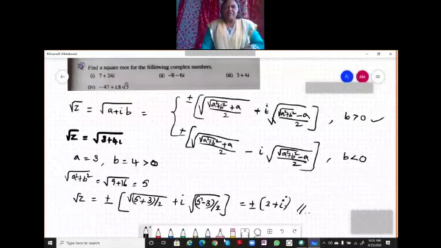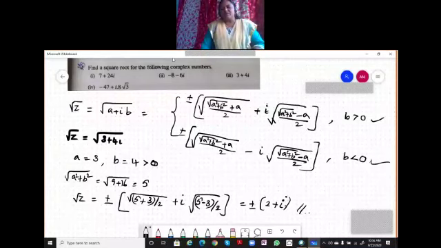No matter what the sign of A is, we have to concentrate on the sign of B, that's all. So what is B here? Minus 6. Minus 6 is less than 0. So for the second problem, we have to take the second formula. A is equal to minus 8, B is equal to minus 6. Substitute in this, and we get the square root value.